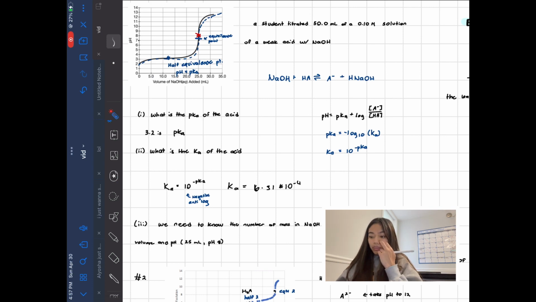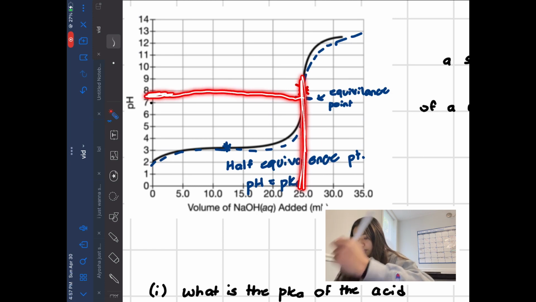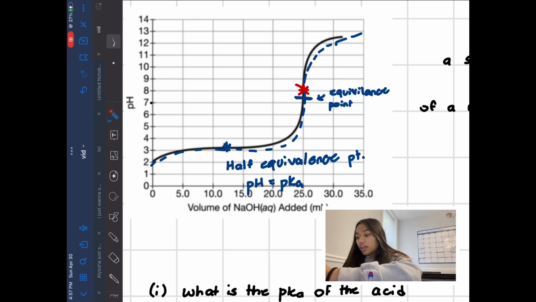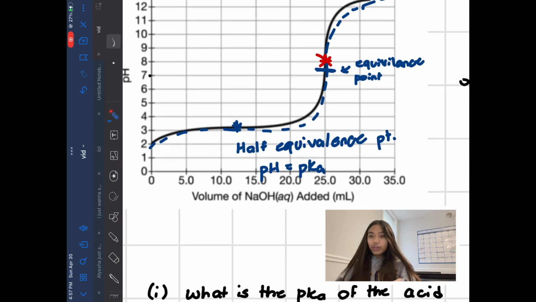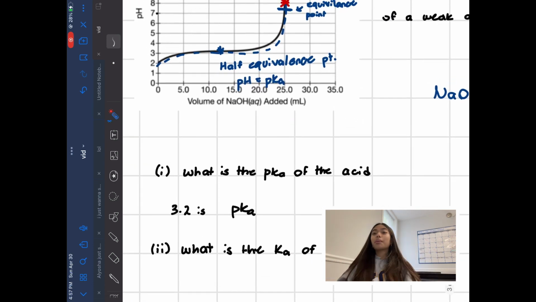We know this from finding the equivalence point, which we'll find when it goes straight up, which is at 25, and that gives us a pH of 8. And what is half of 25 is 12.5. And so our half equivalence point would be around here, and it is a little bit more than 3, so our half equivalence point pH is equal to the pKa. So our pKa is 3.2.